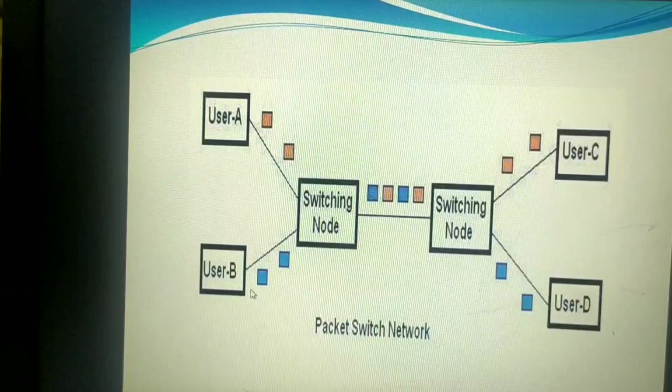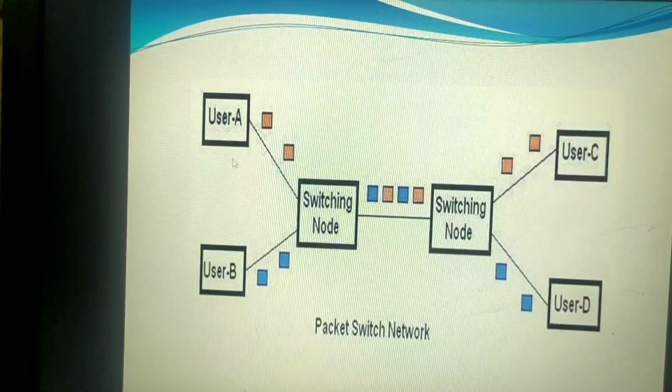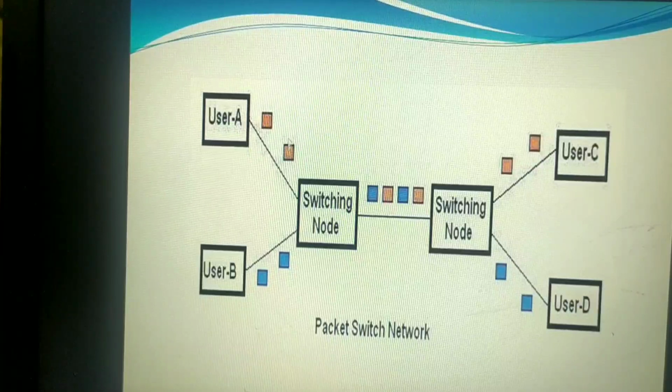Now in this diagram, A wants to have communication with C, and user B wants to have communication with D. Let me take 400 KB. A is sending data of 400 KB. B is sending data of 300 KB. Now that 400 KB is divided into 2 different packets, and each packet has the actual data to be sent, source address, destination address, plus the sequencing number.